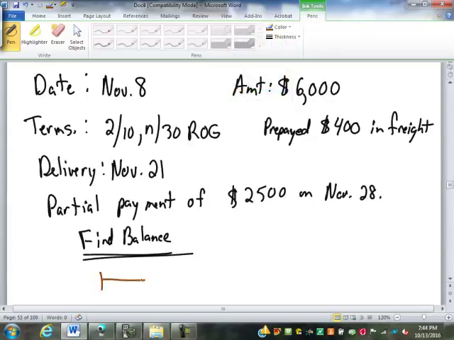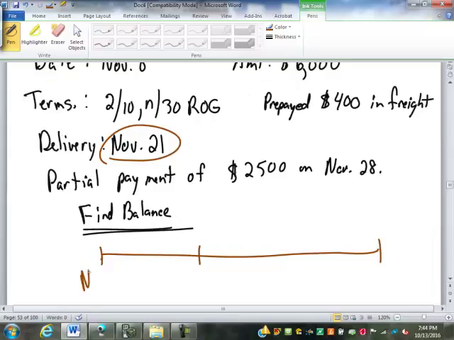So I'm going to make out the timeline just to be consistent. What is the start of our timeline here? November 21st. Because it is ROG, we go to November 21st. So that makes this December 1st. And this is going to be December 20th, right? Sorry, 21st. December 21st. Our November 28th is definitely within our discount period.